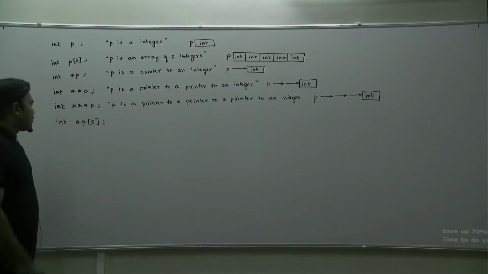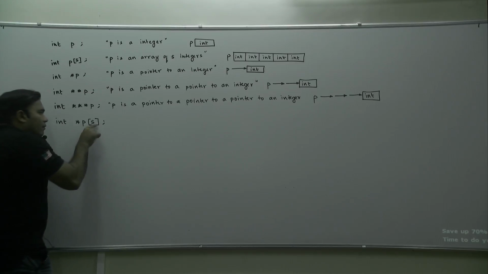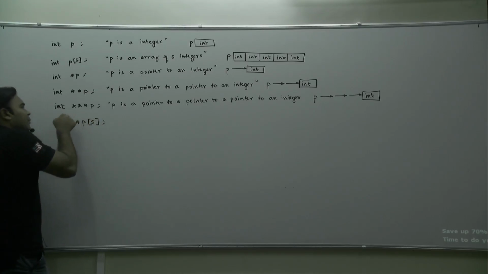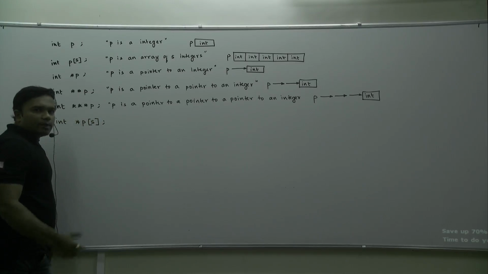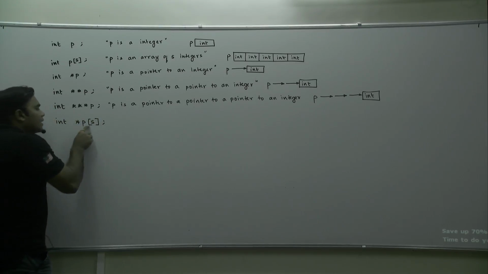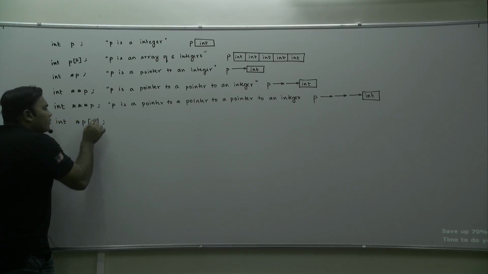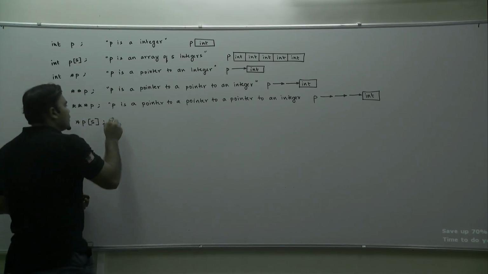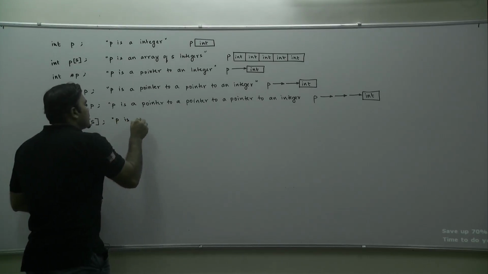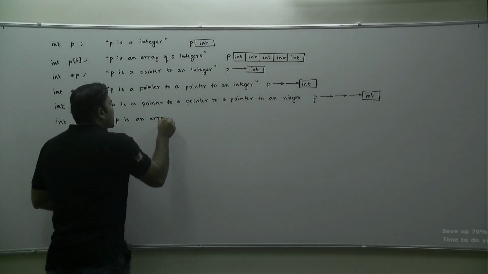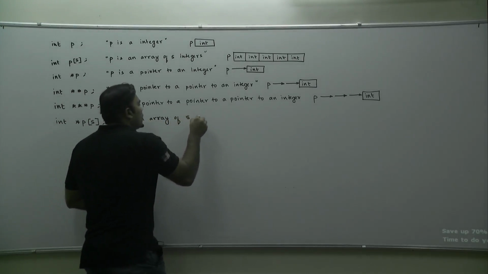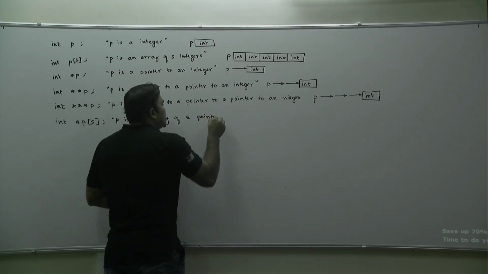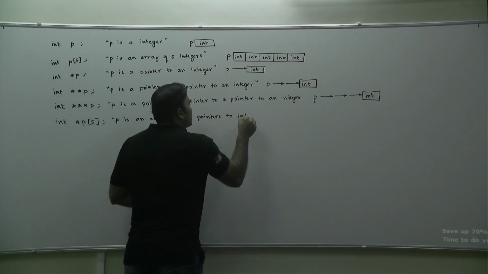Very simple. I told you, always start from here, go ahead. When you hit the dead end, step by step get back. That is what I have told you. Based on that only I am reading. P is an array of 5 pointers to integers. I'll just write it here for you. P is an array of 5 pointers to integers. That is what it means.